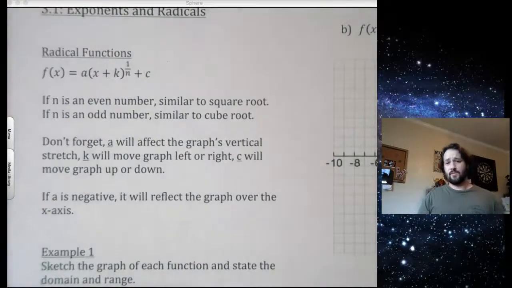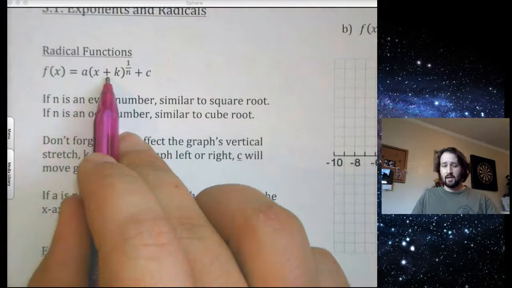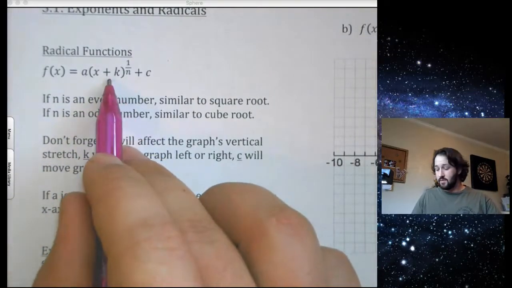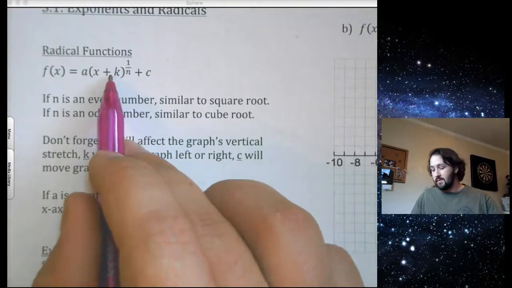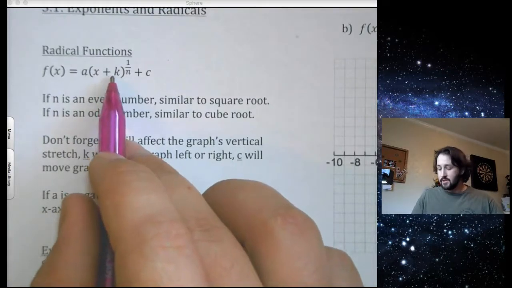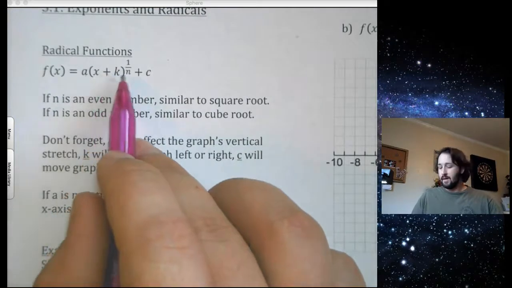So this is the form that you will see on Apex. It's going to be a times (x plus k). Remember, this moves it the opposite direction. It's with the x. So if this k is negative, then it's going to move it to the right. If this k is positive, then it's going to move it to the left, in the negative direction. So just don't forget, anything with the x is going to do the opposite of what you see.